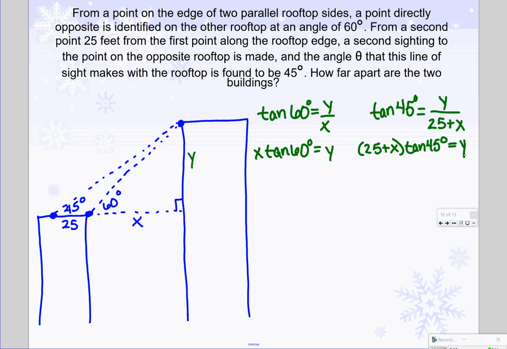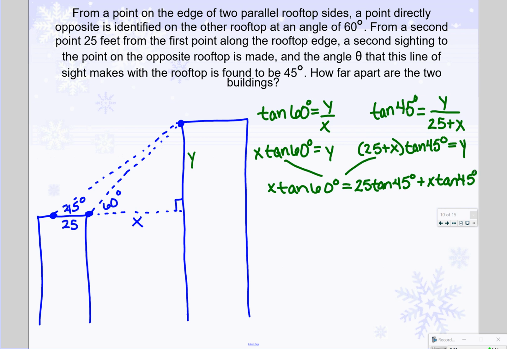Set them equal to each other. Since they're both equal to y, it's really just using substitution to solve. So I can say now that x tangent 60 is equal to, and I'm going to go ahead and distribute that tangent 45 through, 25 tangent 45 plus x tangent 45.